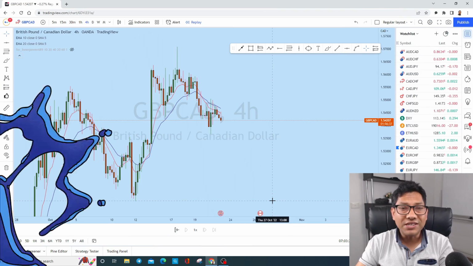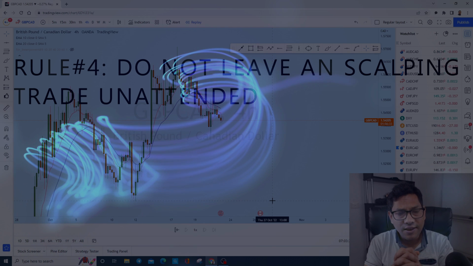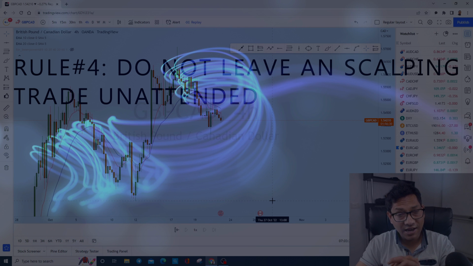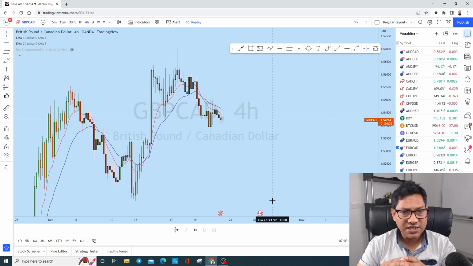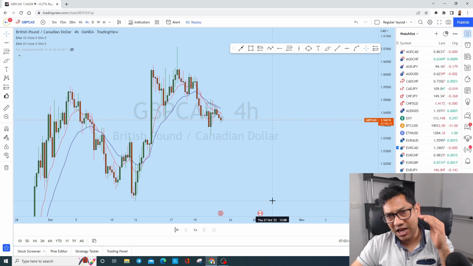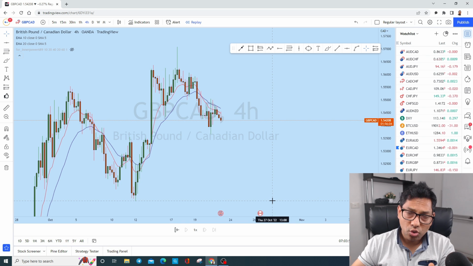Okay, so the fourth scalping rule that I use to scalp the market is never leave a scalping trade unattended. When I'm scalping, the stop loss may be very tight, and in most cases I sometimes use a mental stop loss, which many scalpers do, because in scalping, a couple of pips of slippage could stop us out of what could be a winning trade.